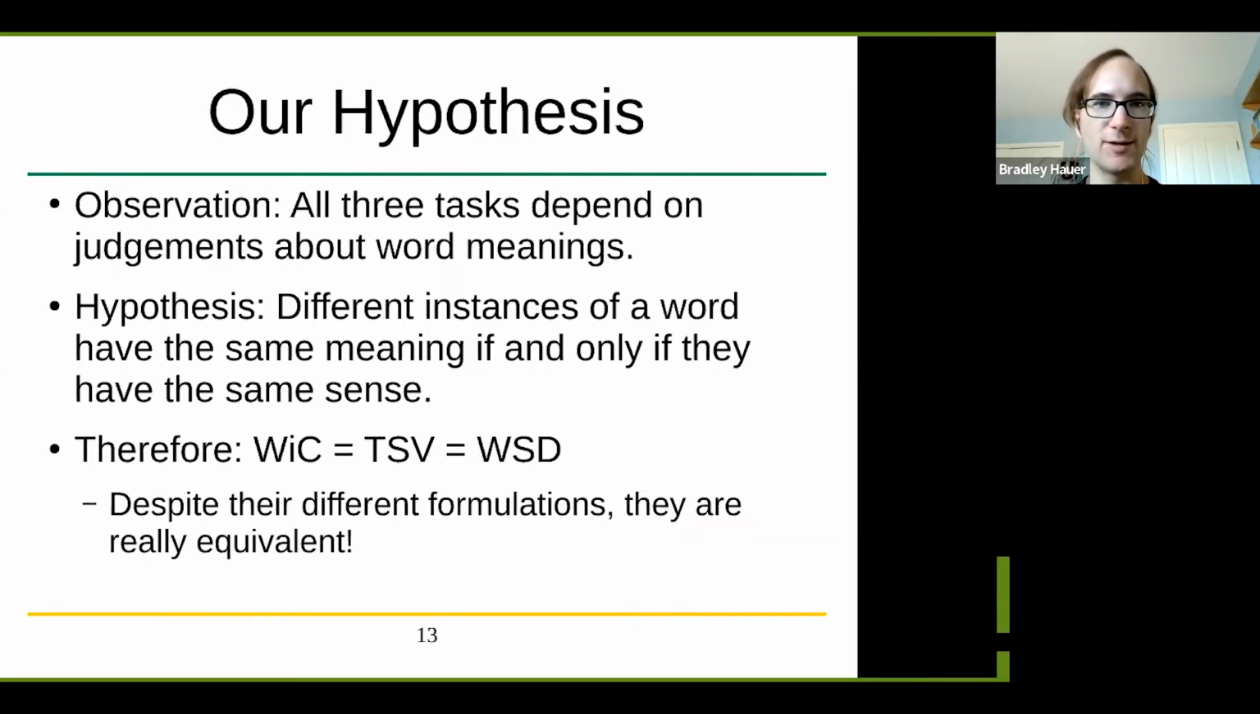Now, our hypothesis is based on the observation that all three tasks depend on judgments about word meanings, either relative to one another or relative to some sense, either a list of senses from a sense inventory or a single given sense, as in the case of TSV. And our hypothesis, to elaborate on what I said earlier, is that different instances of a word have the same meaning if and only if they have the same sense. So this human judgment of meaning, we hypothesize in our work, lines up with the sense inventory that we discussed earlier. And we say that it follows from this that these three tasks are equal. WIC equals TSV equals WSD. So despite the different formulations of these tasks, they are in fact equivalent to one another.